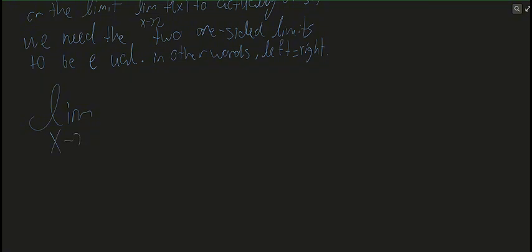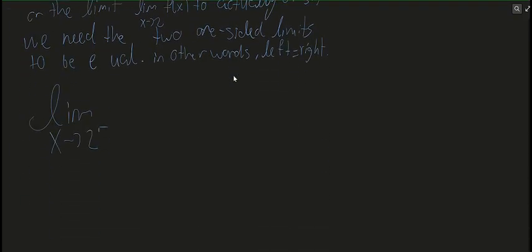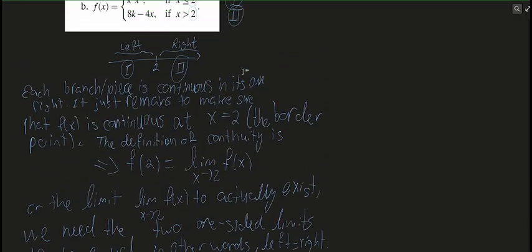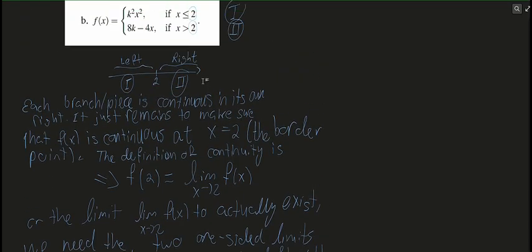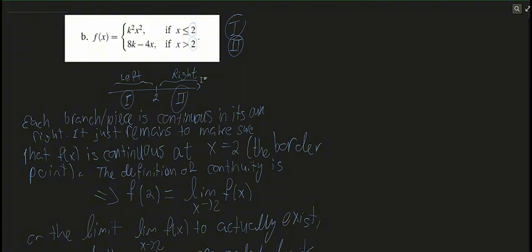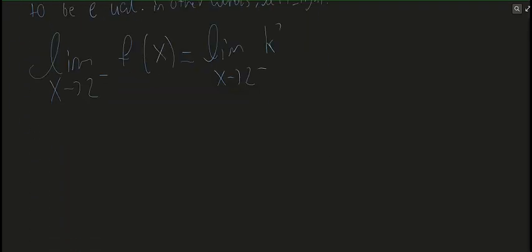Limit as x approaches 2 minus, that means limit as x approaches 2 from the left, so x is something like 1.99. That falls under the category, let me write the function name, f of x. So now for this one, you've got to do limit as x approaches 2 minus. Which formula are we going to use? If x approaches 2 minus, it's going to be a bit to the left, so 1.99 is the x. So let's just do k squared times x squared. That's going to be k squared times 2 squared, which is 4k squared. That's the left.